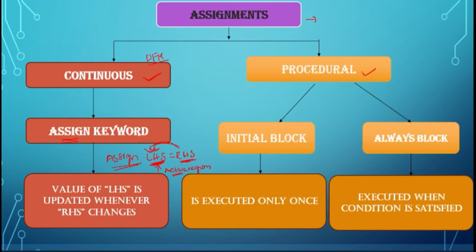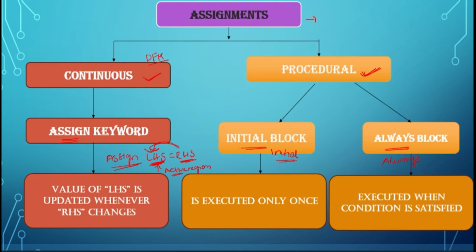Now coming to procedural block, procedural assignment. In this procedural assignment, there are again two kinds. One is initial and another is always. In the initial block, you will be using the initial keyword. In the always block, you will be using the always keyword. So by using the initial keyword, you will be writing the initial block, and by using the always keyword, you will be writing the always block.